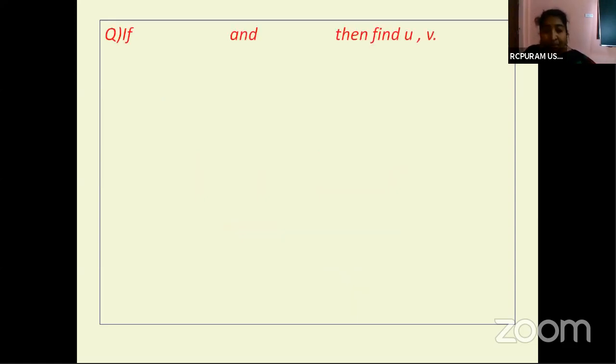We'll consider another problem, children. If u plus iv, this is again important for 4 marks. If u plus iv is equal to 2 plus i by z plus 3 and z is equal to x plus iy, then find u and v. This is the question. Now just observe, when you are given z is equal to x plus iy, let us think that we are substituting z here. That means you are getting i in the denominator, right? So let us see how the problem goes.